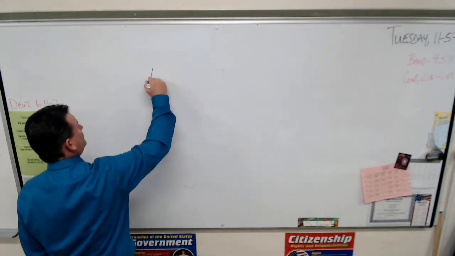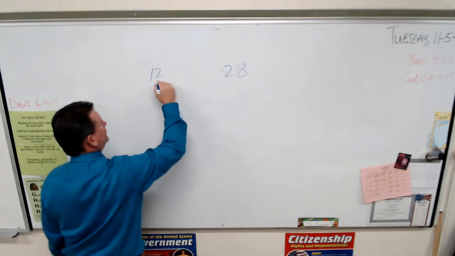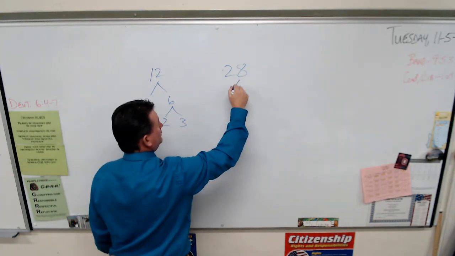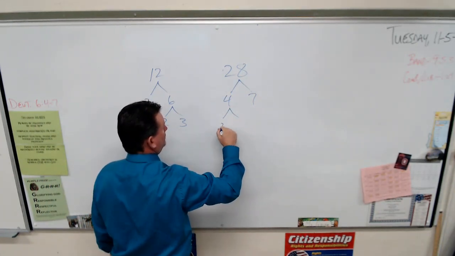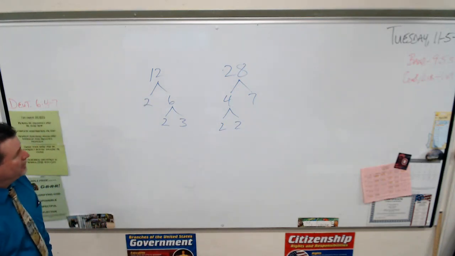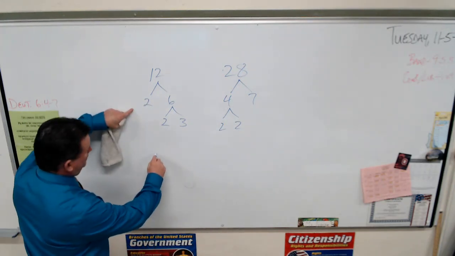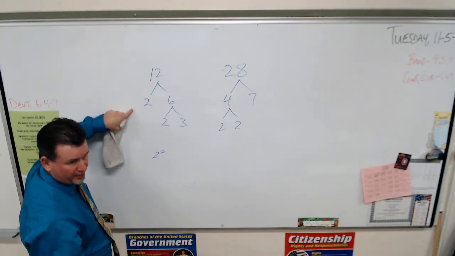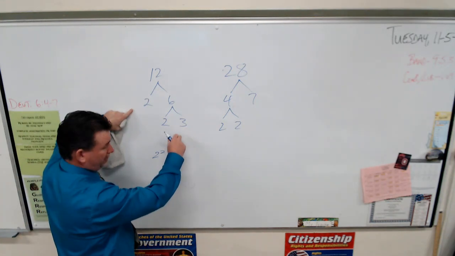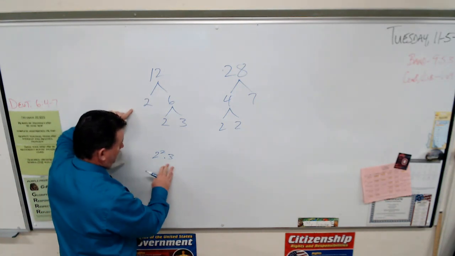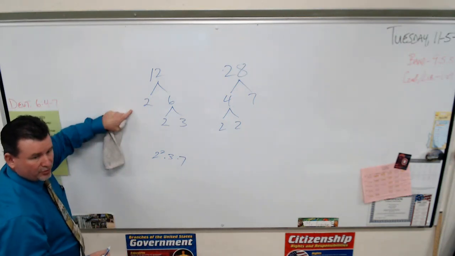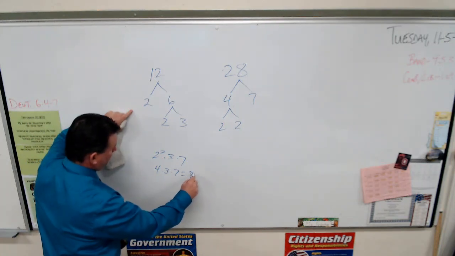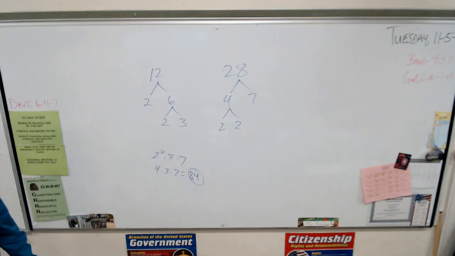Do my prime factors. I've got 2 2's here, 2 squared, 2 2's there, 2 squared. So I'm going to use 2 squared. You with me? I've got a 3 here. I got to use it. And I got a 7 there. I got to use it. So 4 times 3, 7. What's 12 times 7? 84 is your least common multiple.